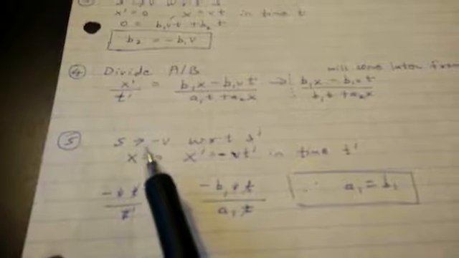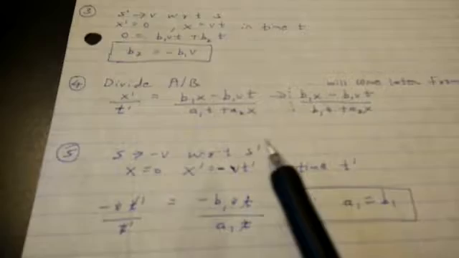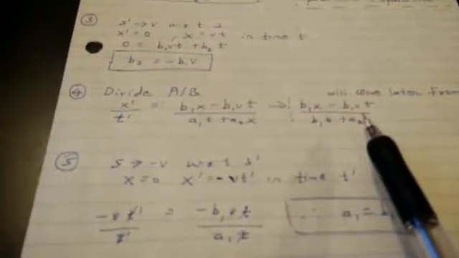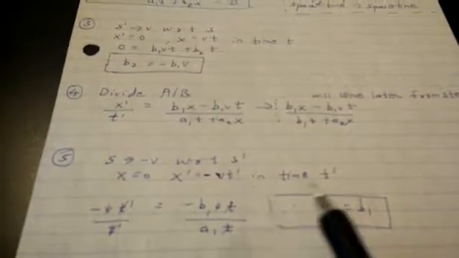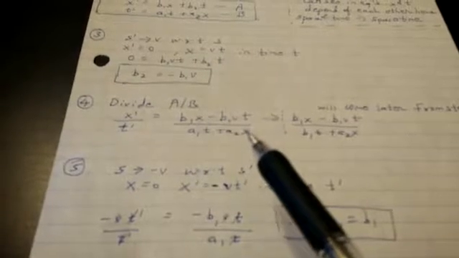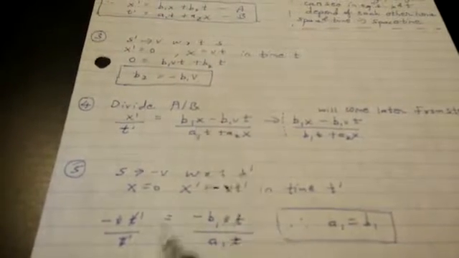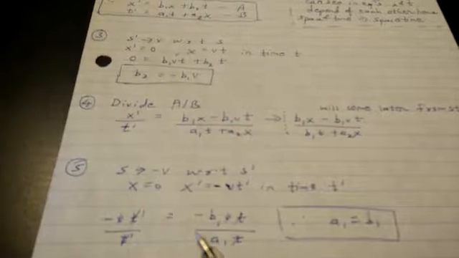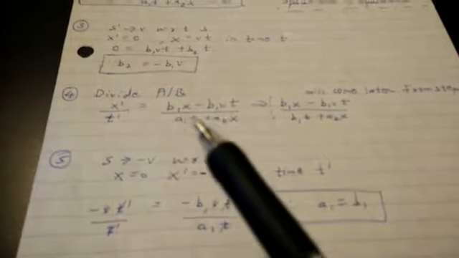Now S will move towards the left with minus v with respect to S prime, since S prime is moving towards the right. So according to S prime, S is moving towards the left. So when x equal to 0, x prime equal to minus v t prime in time t prime. If you substitute x prime as minus v t prime and x equal to 0, then minus v t prime upon t prime equal to minus b1 vt upon a1t. If a1 equal to b1, and when you substitute it here, this a1 will become b1.